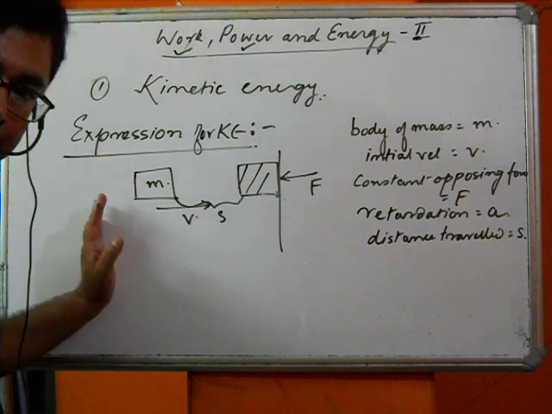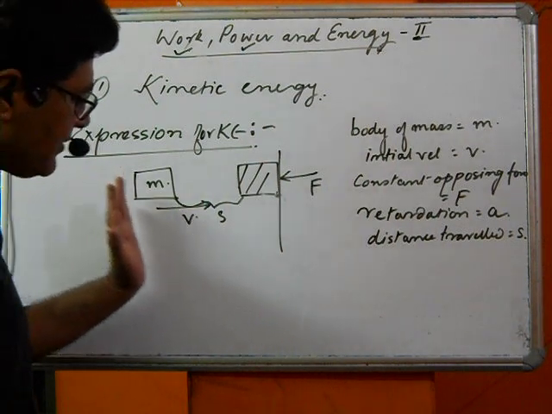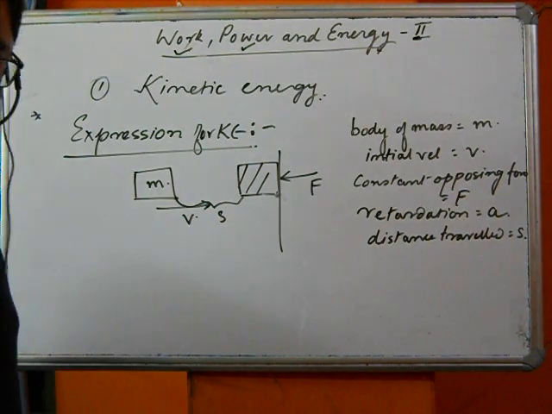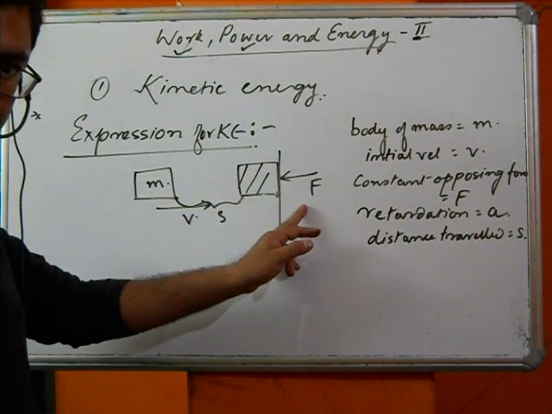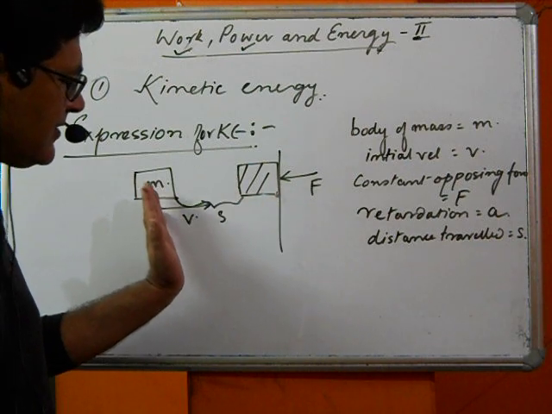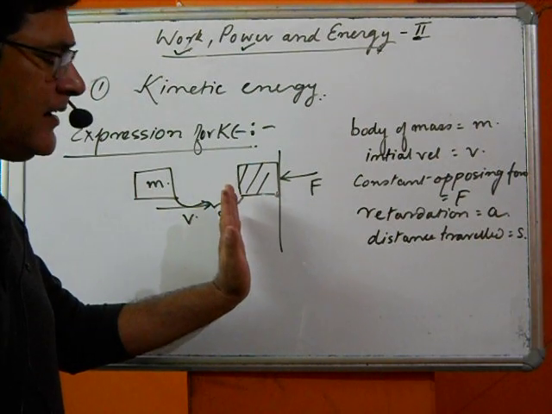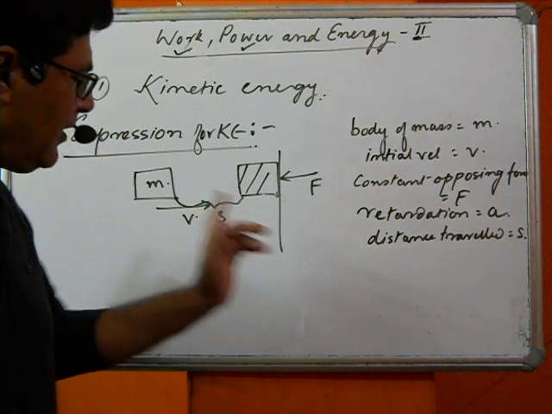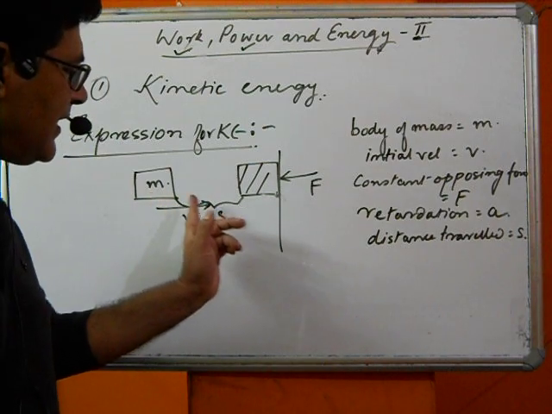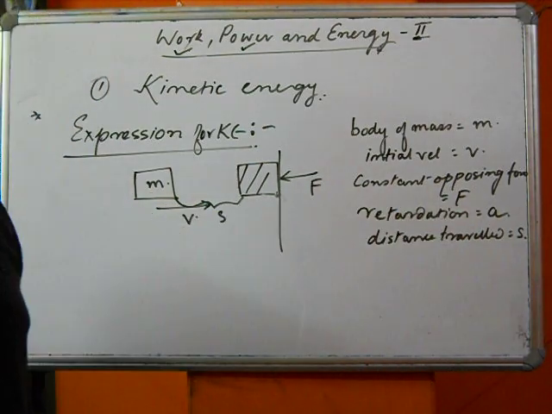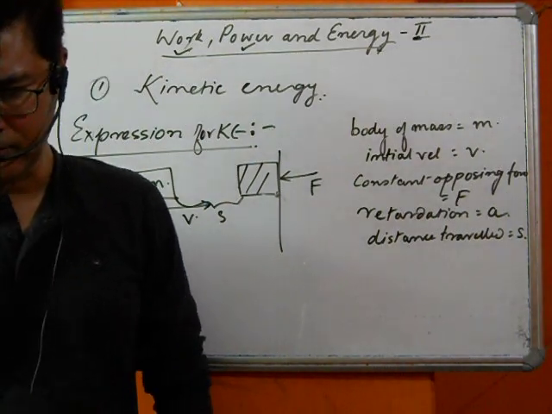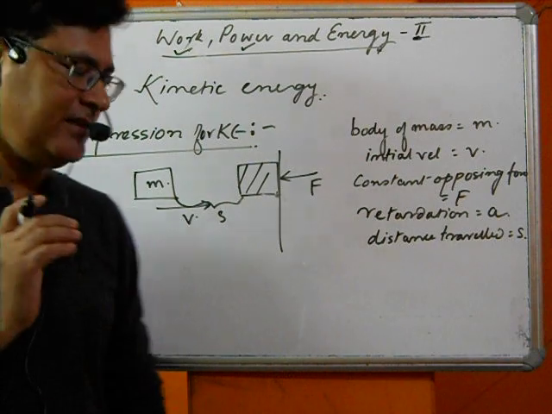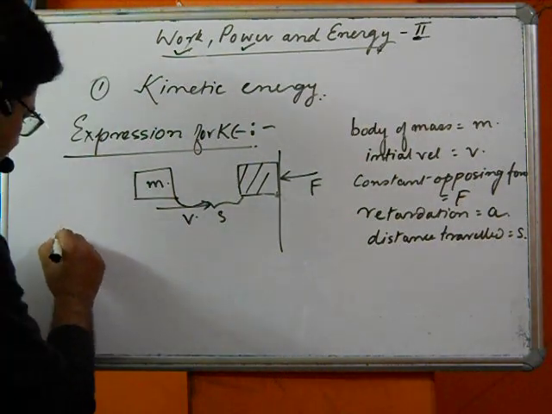Say this once again. I've got a body of mass M moving with the velocity of V. I applied a constant opposing force F. So the body traveled a distance S and it stopped. So it was facing a retardation A. So with these data we are going to find out what is the kinetic energy.